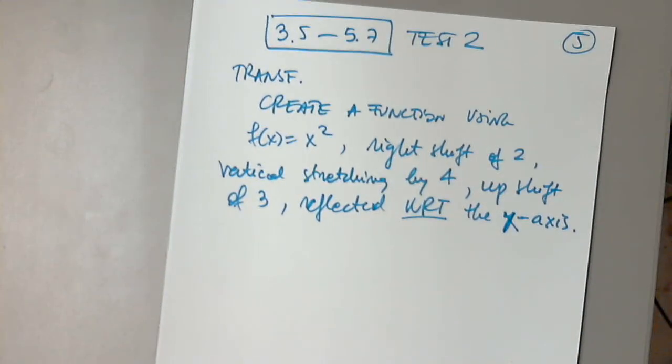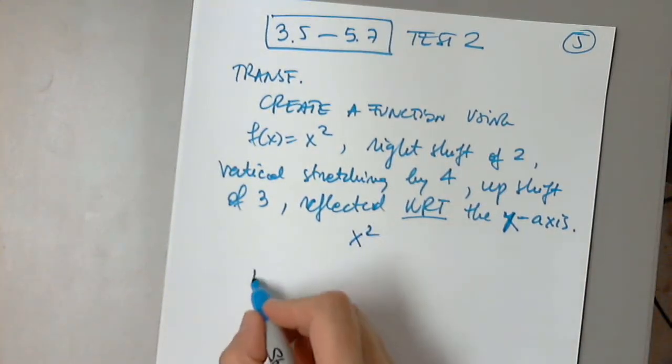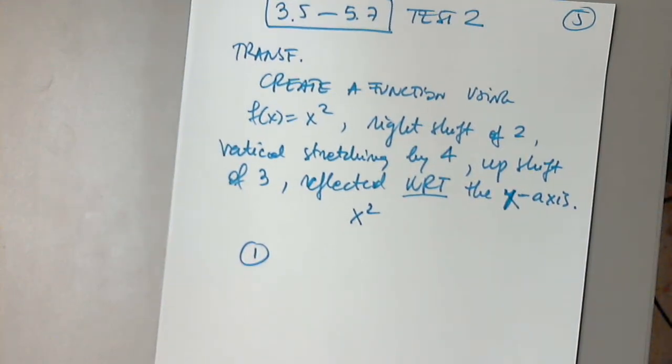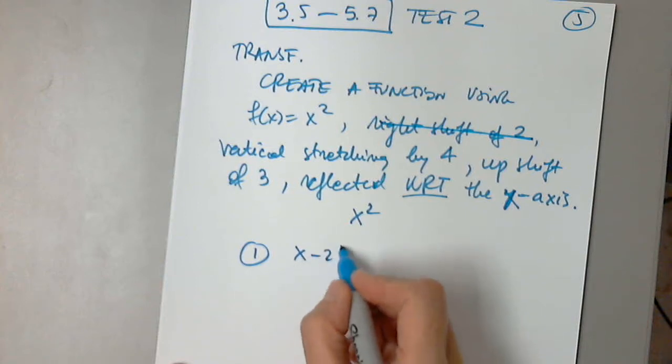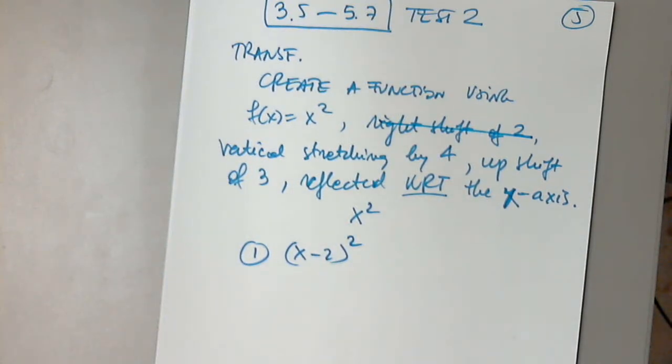So on x squared, that's the base function. What will be the first transformation in the correct order? Of course. So x minus 2 to the second power. Right shift of 2. Awesome. And that's done. Don't cross it out. I cross it out just to make a point. Next one.